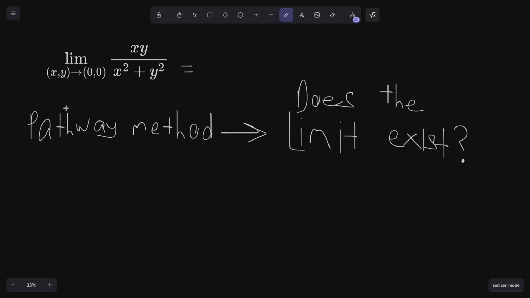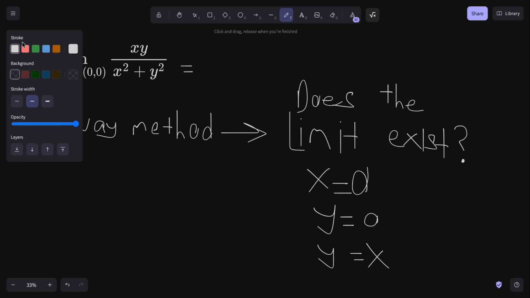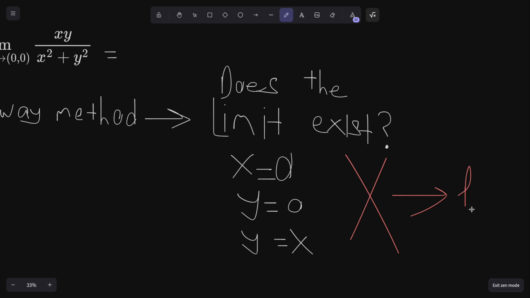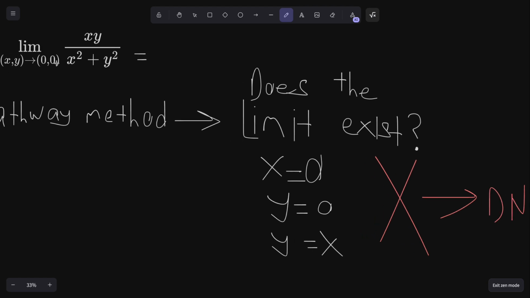So if I were to summarize this method, I would call this the pathway method. This pathway method checks if the limit even exists. If you approach (0, 0) from x equals 0, or y equals 0, or from all these different directions, and you notice that not all of them are equal to each other, that means that the limit does not exist. So if the values aren't equal, the limit does not exist, because it approaches different points as you approach (0, 0).